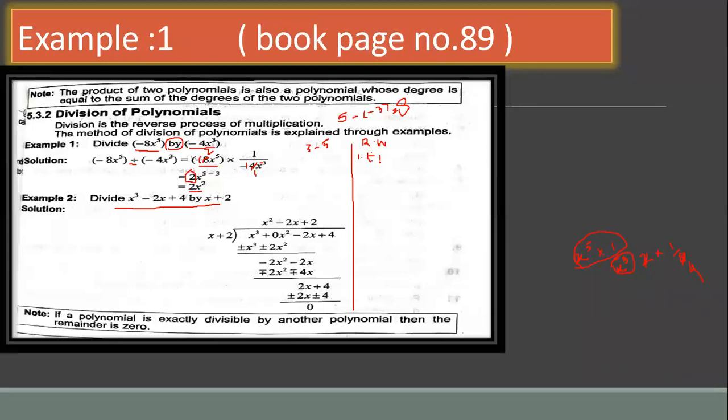All right, now just focus. First of all, the polynomial is x cube minus 2x plus 4 divided by x plus 2. This x plus 2 is the number by which we are going to divide the polynomial. So the first mentioned term we will put inside the division sign, and this one over here. And keep in mind, we are going to follow the descending order or ascending order. So better is that we will move to the descending order.